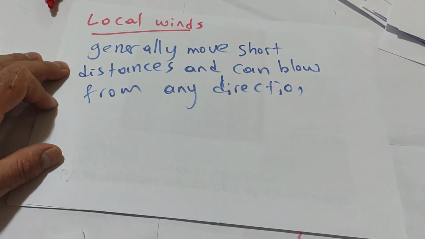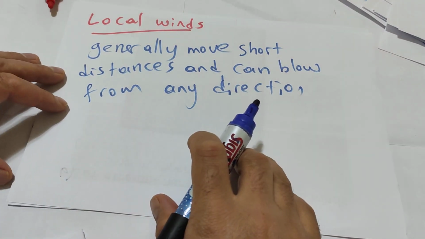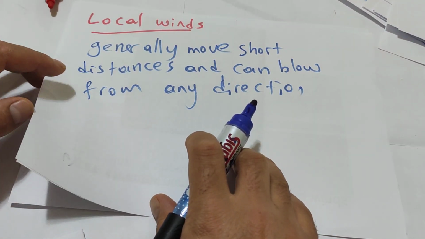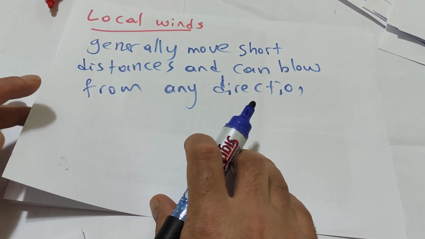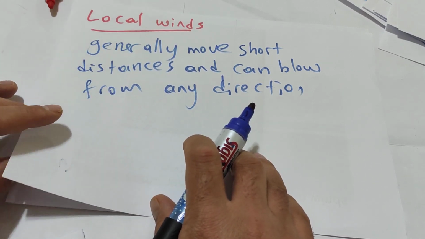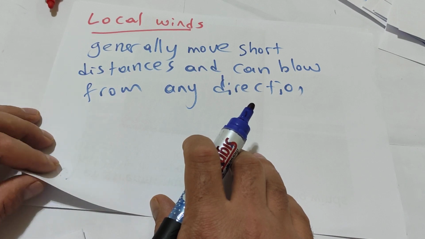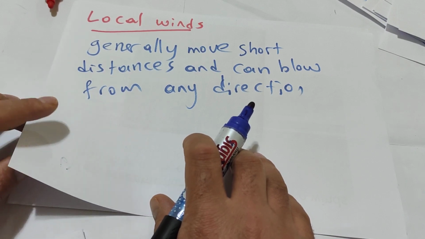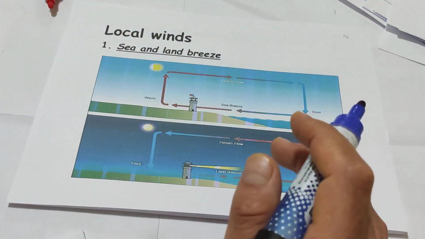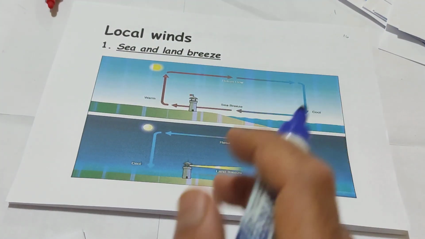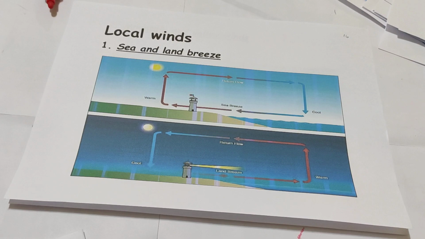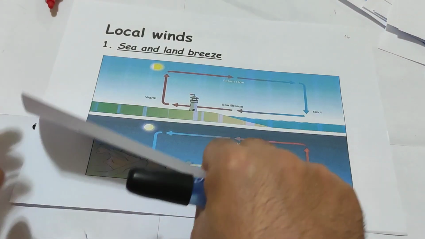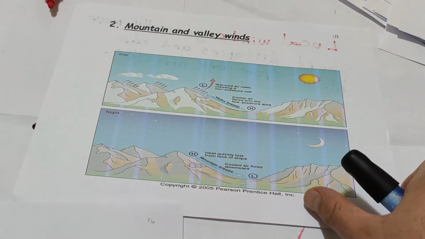What about global winds? They generally move a long distance from country to country. For example, cold air from Russia to, for example, Iraq, or hot winds from, for example, Africa to Turkey. Some examples of local winds are sea and land breeze, or mountain and valley winds. This is the end of our section.